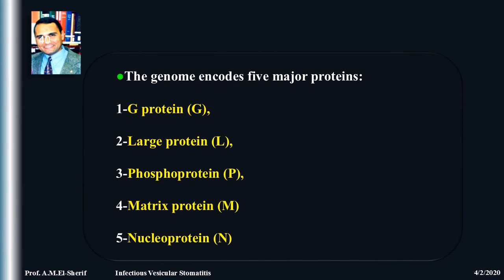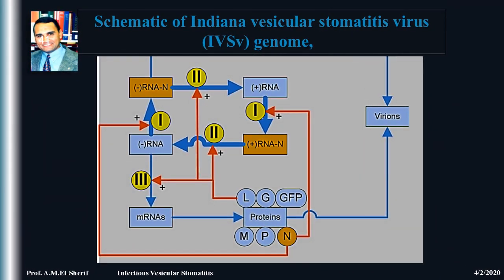To begin explaining the molecular pathogenesis of infectious vesicular stomatitis, we have to remember that the genome of the virus encodes 5 major proteins: G protein, large protein, phosphoprotein, matrix protein, and nucleoprotein. In the schematic diagram of Indiana vesicular stomatitis virus, we note here messenger RNA and RNA nucleotide, the M protein or matrix protein, the P protein or phosphoprotein, the N protein or nucleoprotein, and the G protein, and all of them assist each other to produce the virions.